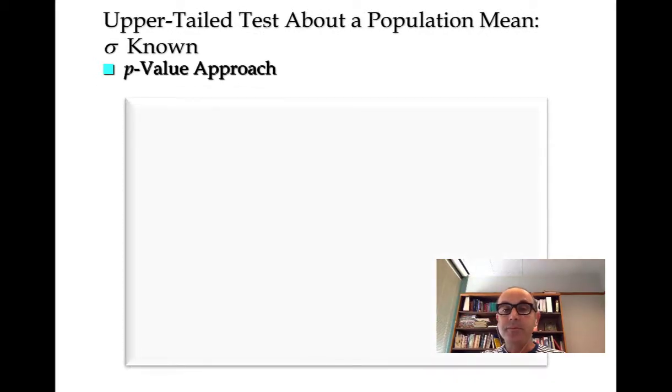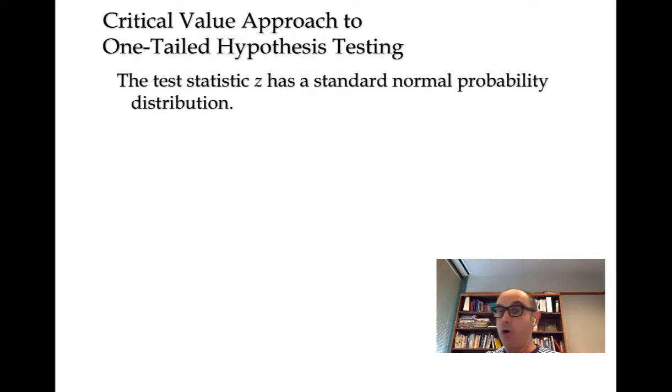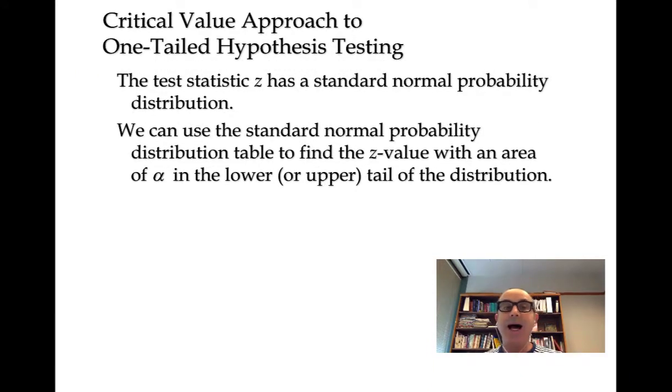And on the other hand, when the p-value is also smaller than the mean, we also reject the null hypothesis to the right, and the p-value in this case is 0.011. So one approach is that we are taking a statistical z-test in order to test the standard normal probability distribution, and we use the standard normal probability distribution table to find the z-value.